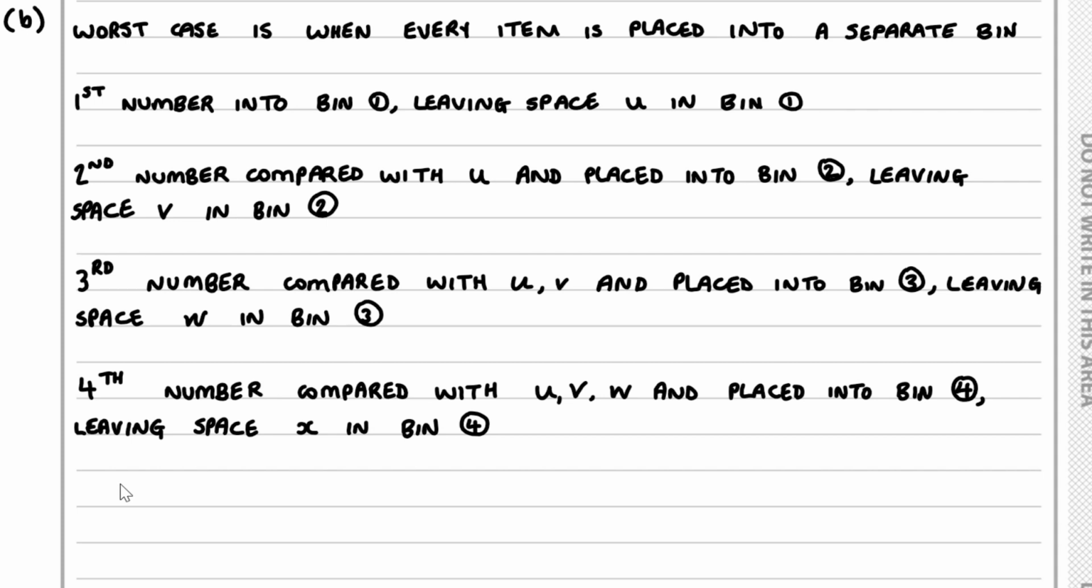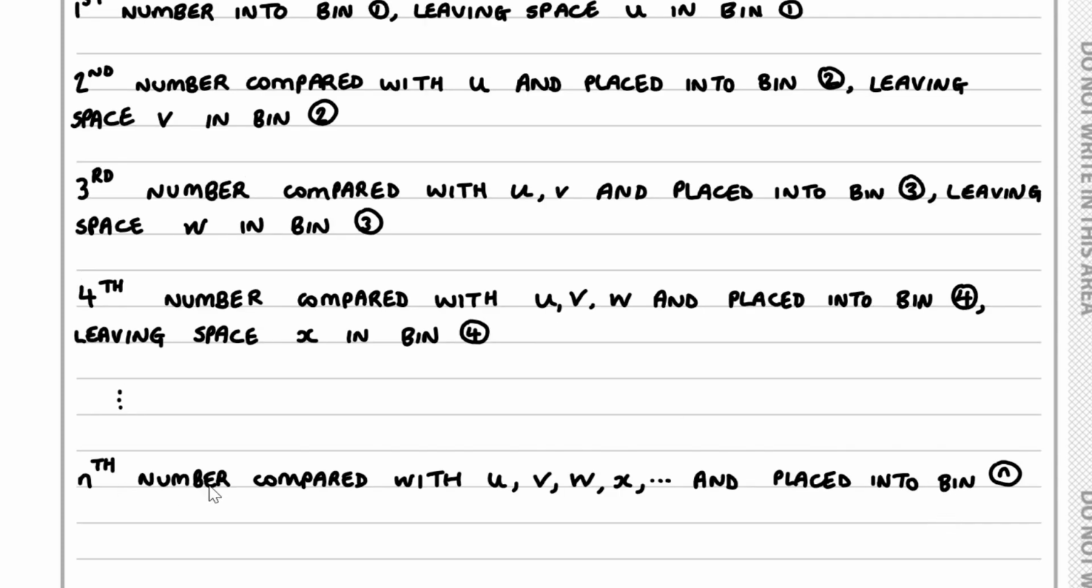And we can continue this up until the nth number. The nth number is compared with U, V, W, X, etc. And of course, because we're considering the worst case, the nth number is placed into bin number n. And of course, this will leave space Z in bin n.